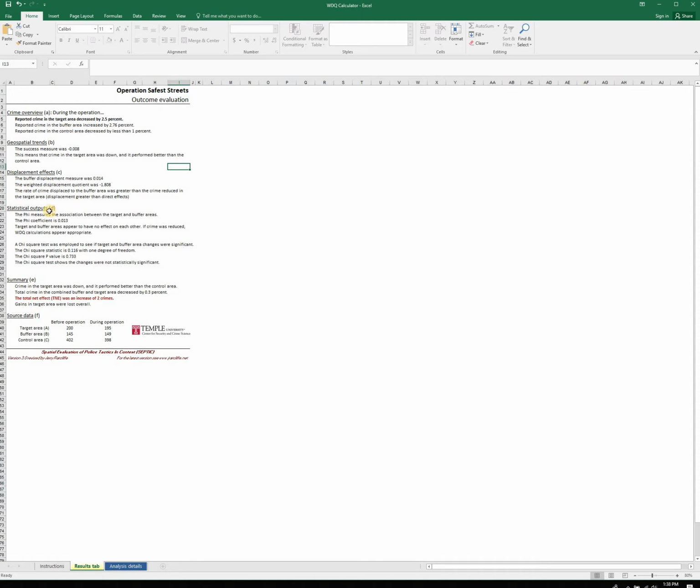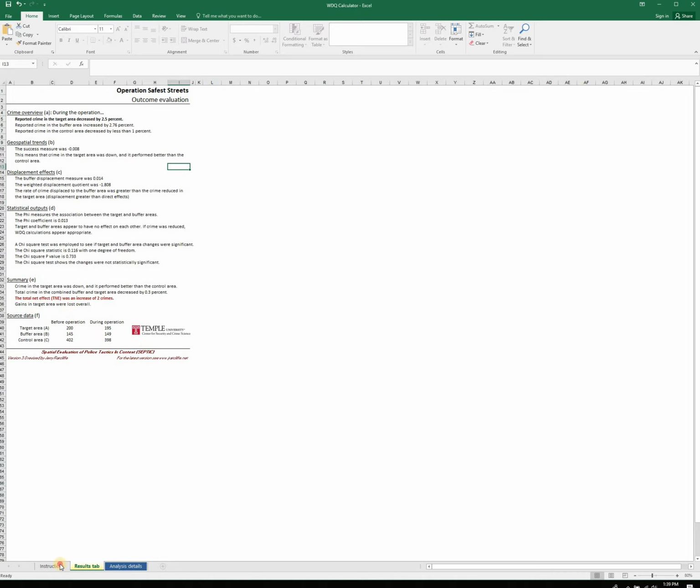All right. I'm also going to set aside these statistical outputs for now because we'll get into these in the second part of this class. Really what we can do is just look at our summary and it's going to tell us what happened with our intervention. That's the beauty of this calculator. You don't have to know the underlying logic or mathematical logic. So in the summary, it says that crime in the targeted area was down and it performed better than our control area. Total crime in the combined buffer and target areas decreased by 0.3%. So what this means is that the total net effect was an increase of 2 crimes. In other words, gains in the target area were lost overall. So again, we do not have a successful intervention here.